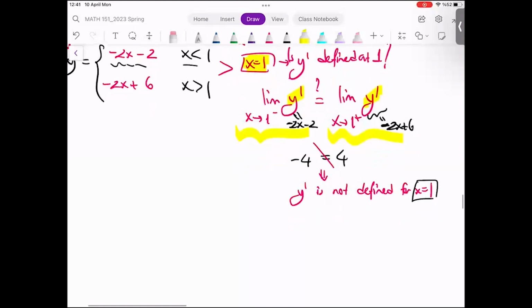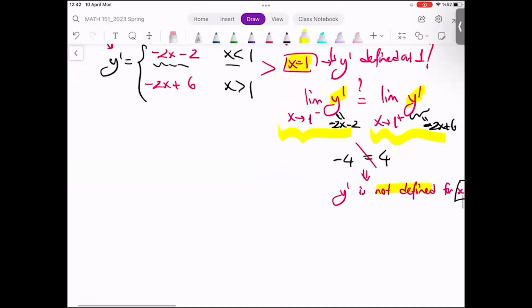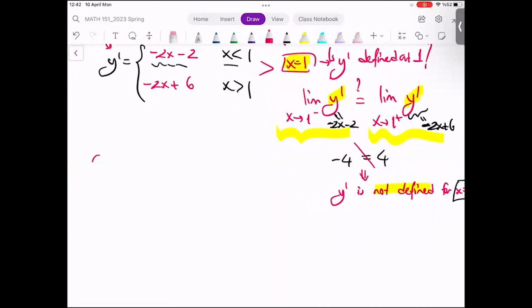Okay. Let me ask you a crucial question now. If first derivative function is not defined at some point, then what can you say about x equals 1 in terms of whether it's being critical point or not? Is it a critical point? Okay, how do we find critical points of a given function? So let's now search for the critical points.